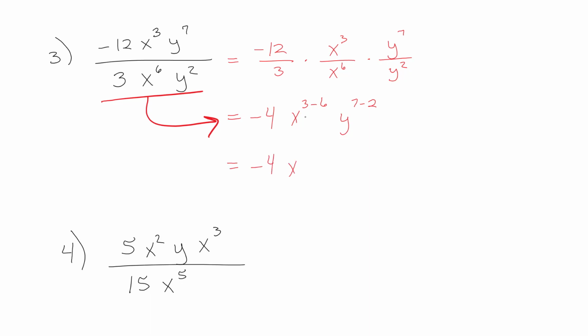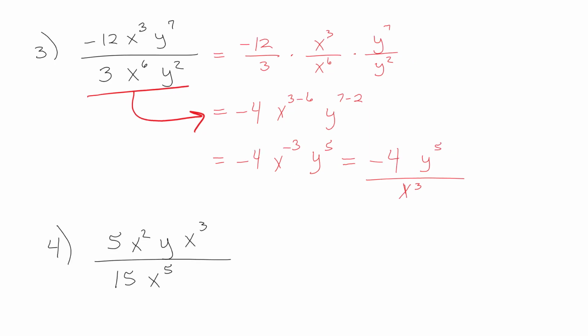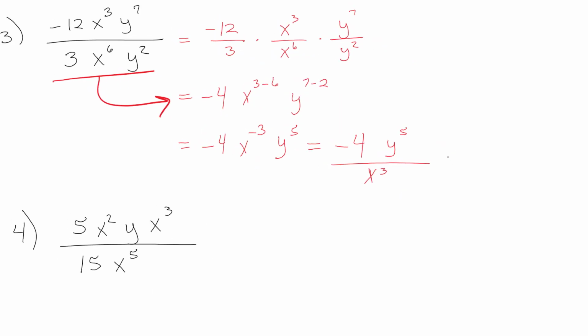-4 times x to the 3 minus 6 is -3, and y to the 5th. So that's going to be -4. Now, as you're writing this, it might get a little weird. So we're going to throw the 3 on the bottom. So now I've got x cubed on the bottom, and then y to the 5th. I'm just going to write that prettier. So I'm going to write that as -4y to the 5th over x cubed.